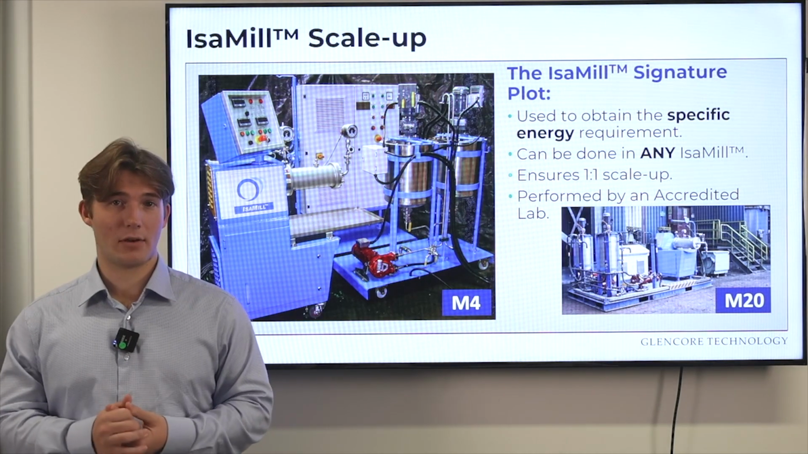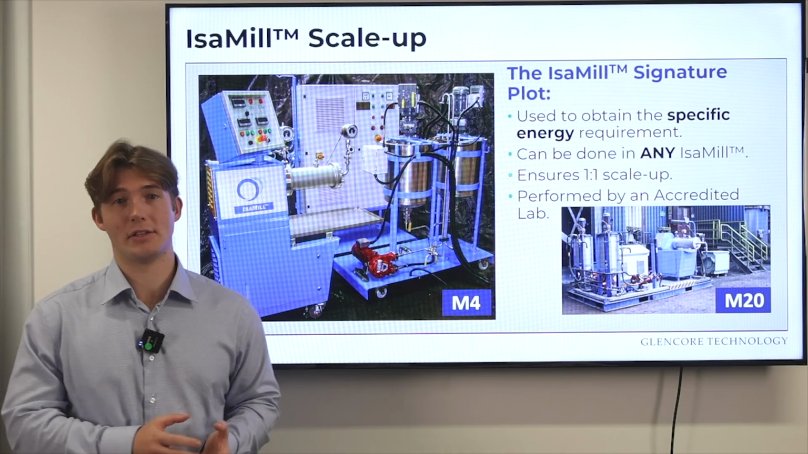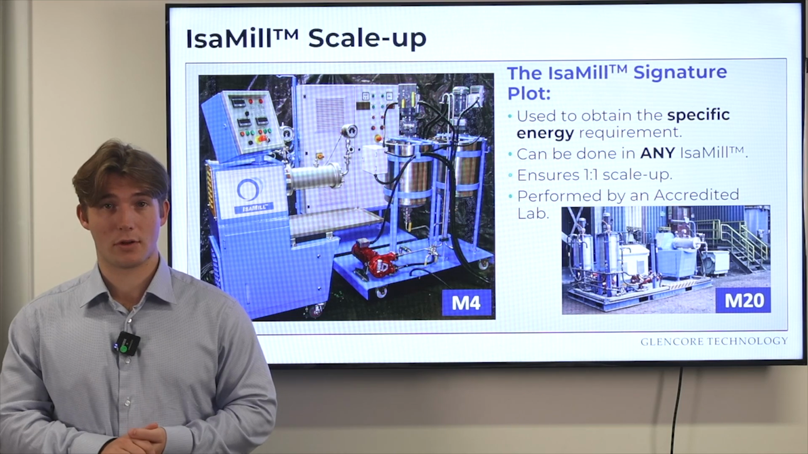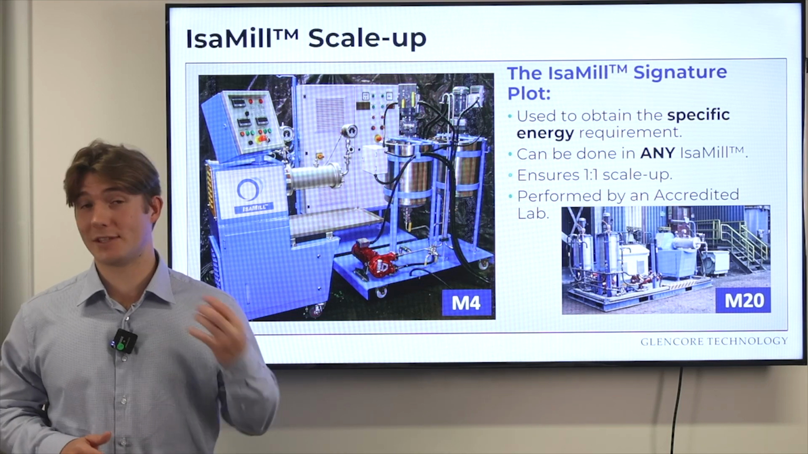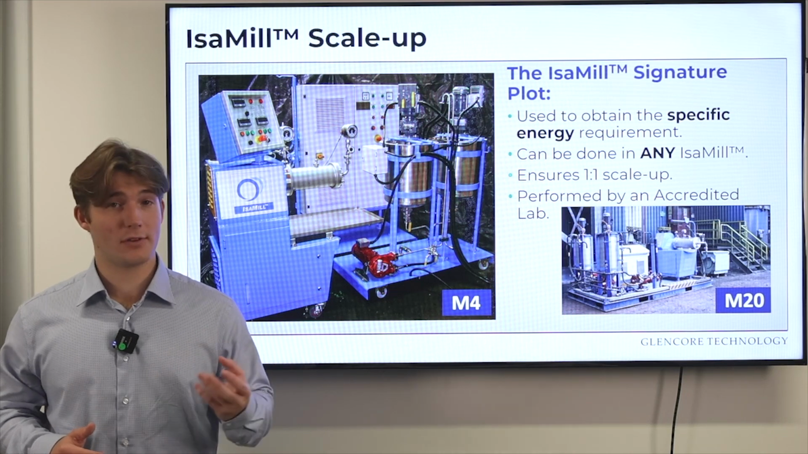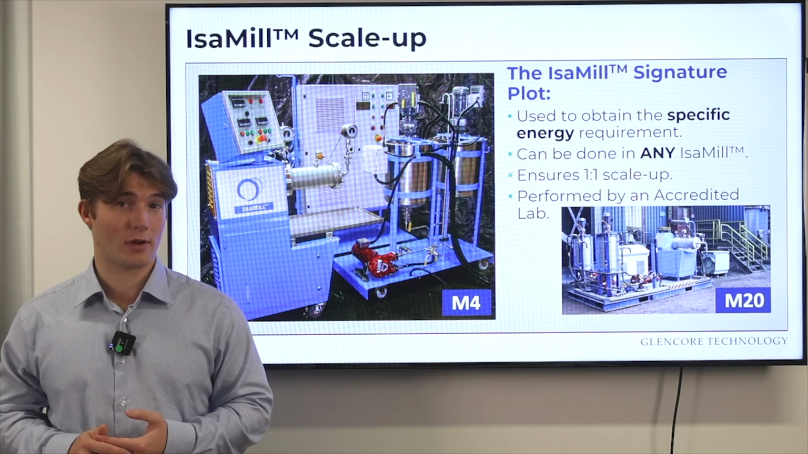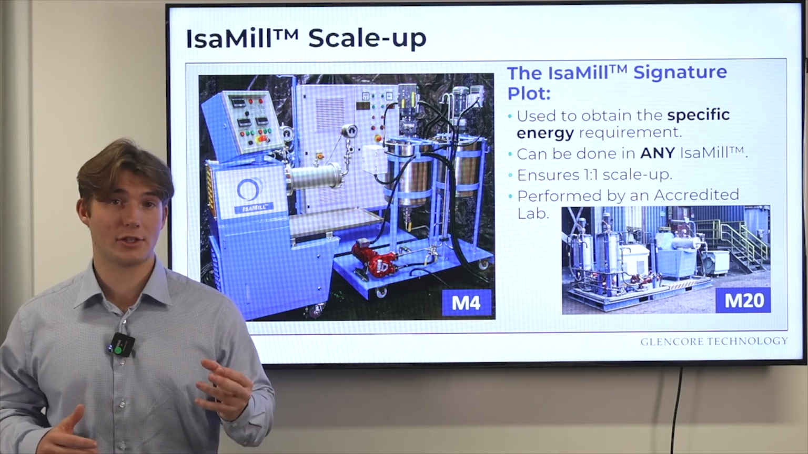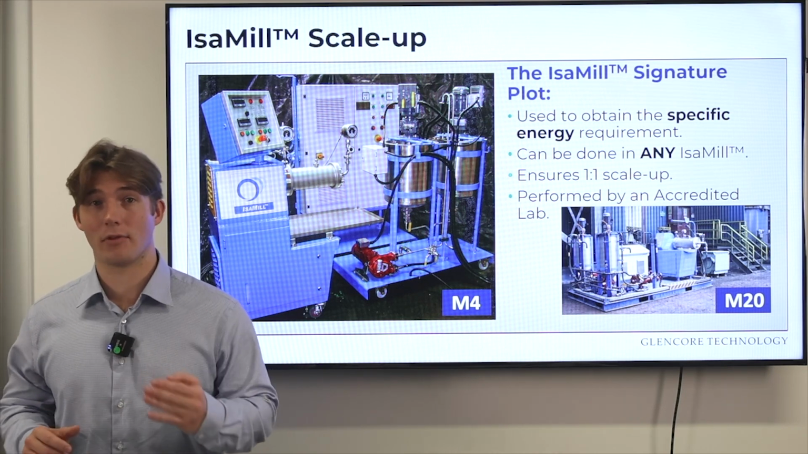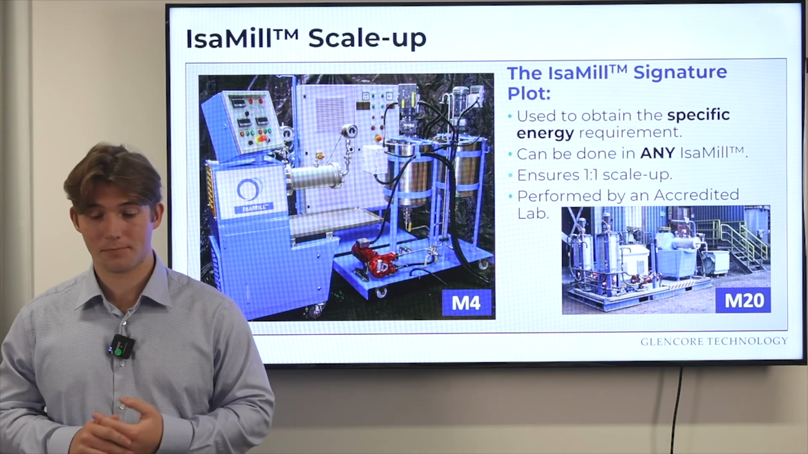So now we've seen how easy it is to implement an IsaMill in your operation, I want to talk about how easy it is to scale up the mill. IsaMill scale up occurs through the signature plot procedure, which is used to obtain the specific energy requirement for your specific ore and your specific duty. The specific energy requirement is different to a Bond work index test as it doesn't use a correction factor or correlation to give you the specific energy result. Instead, it takes a direct power readout with the direct tonnage going through the mill.